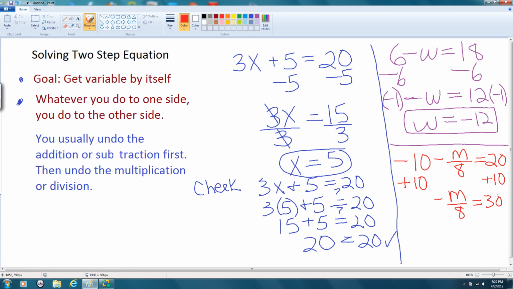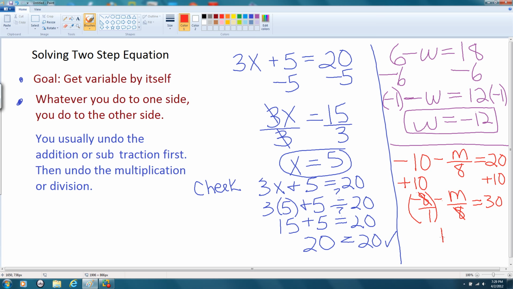Now, I can get rid of the 8 there by multiplying both sides by 8 over 1. But I want to get rid of that negative sign also. So what I'm going to do is multiply it by -8 over 1, because a negative times a negative is going to be a positive. So the 8's are going to cancel, and negative times a negative is a positive.